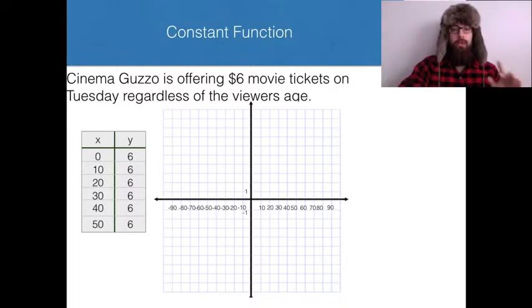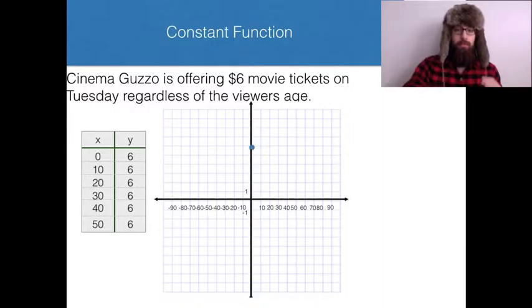All right, guys. So first thing we're going to look at is what a constant function is. So we're going to use an example. So let's say Cinema Guzzo is offering $6 movie tickets on Tuesday, regardless of the viewer's age. So it doesn't matter how old the person is, everybody goes to see a movie for $6. So if somebody's 10, it's $6. If they're 15, it's $6. If they're miraculously 200 years old, it's $6. For everybody, it's $6.